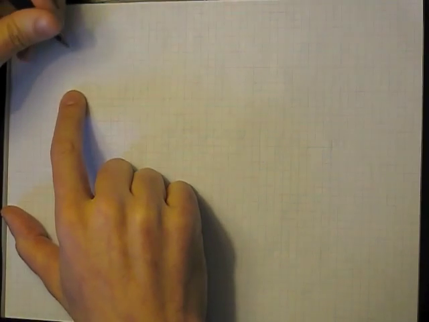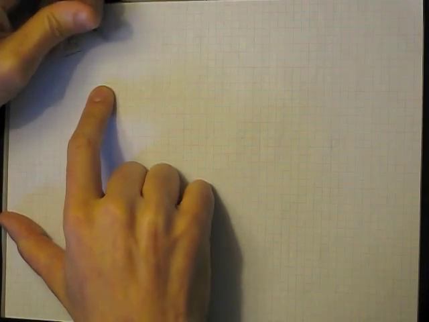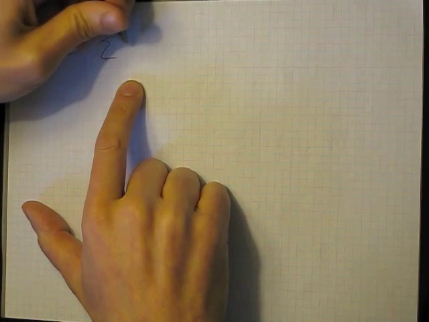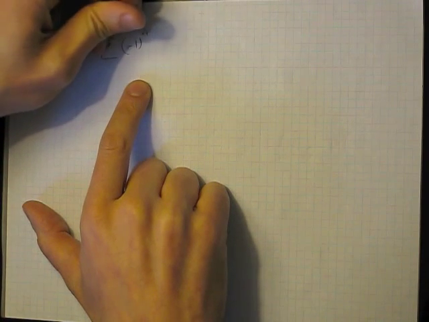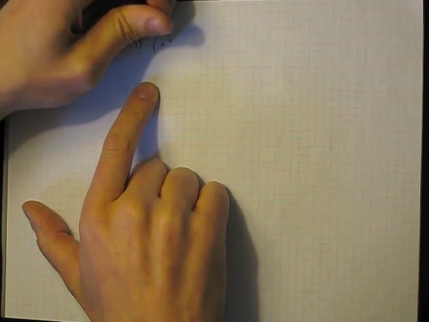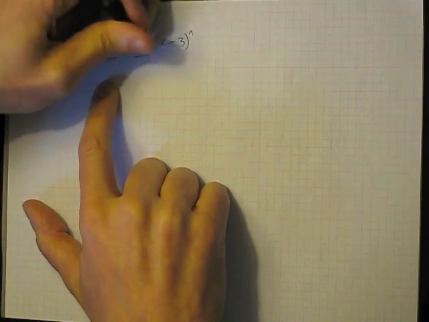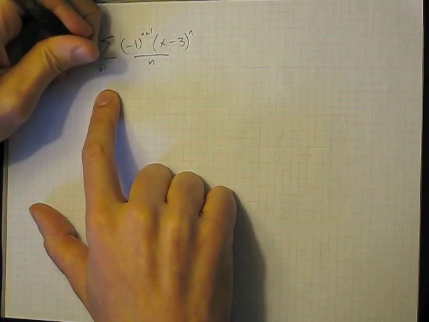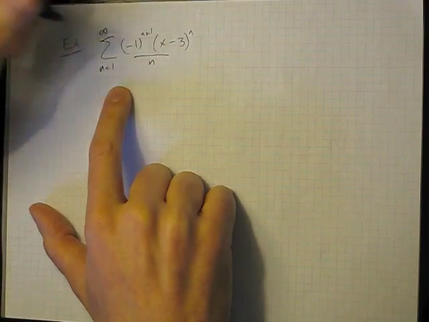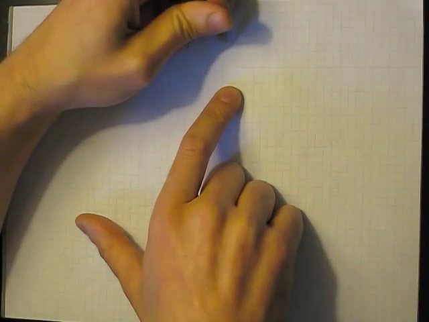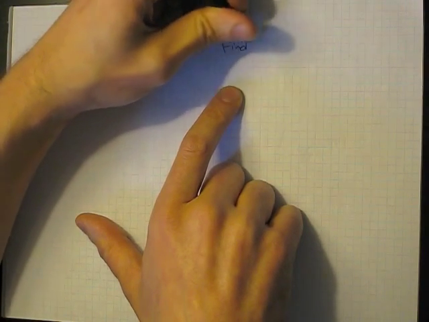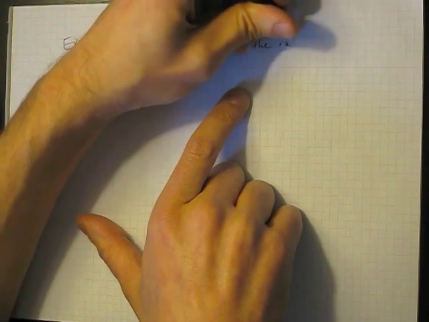Perhaps one more example here, and let me just check. I am getting pretty close to my time limit on this video, so we're going to do a very, very quick example. Same thing: the sum of (-1)^(n+1) times (x-3)^n over n, starting at 1 going to infinity. This is our previous example. Find the radius of convergence.